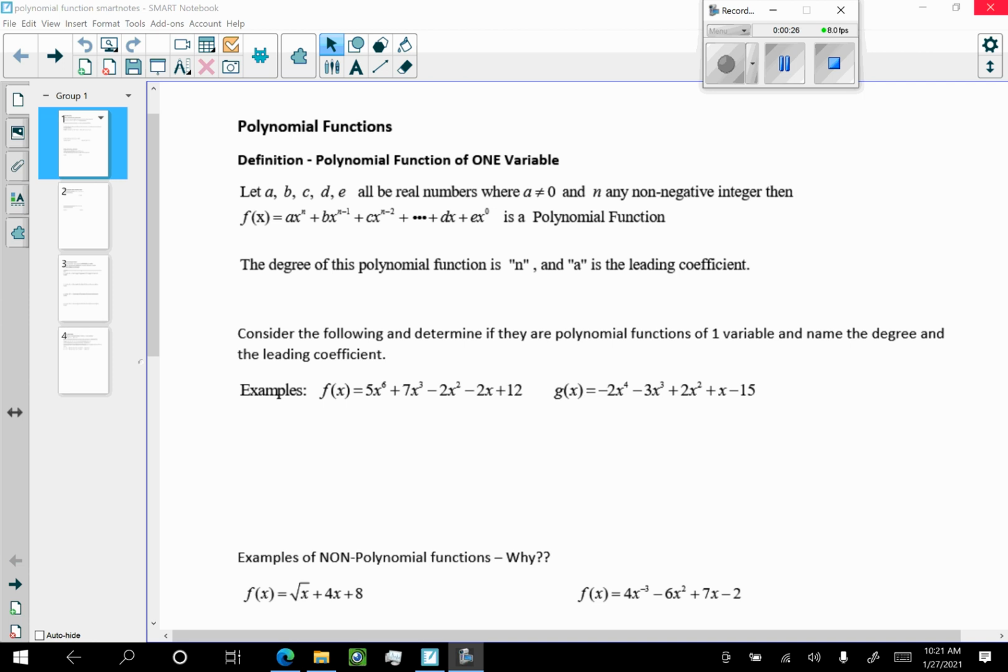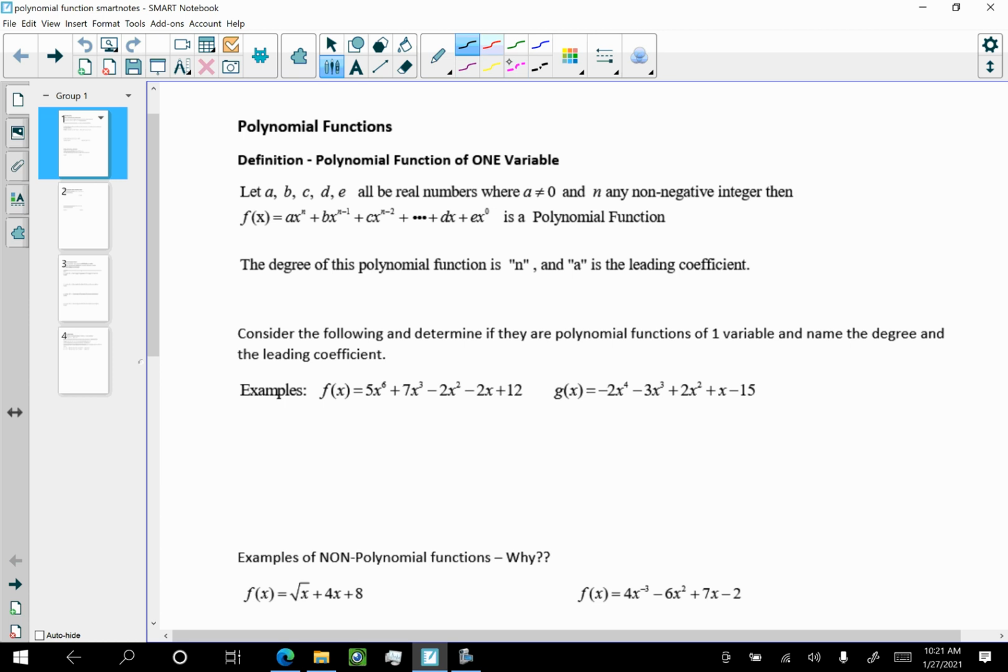So the first thing we need to do is talk about what in the world is a polynomial function of one variable. We've talked previously about polynomials in two variables, a and b, x and y. So when we talk about polynomial functions, the first thing to remember is we're only going to talk about polynomial functions in one variable. So here's the definition.